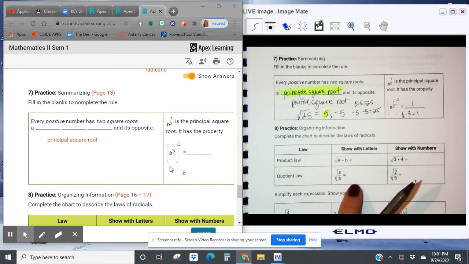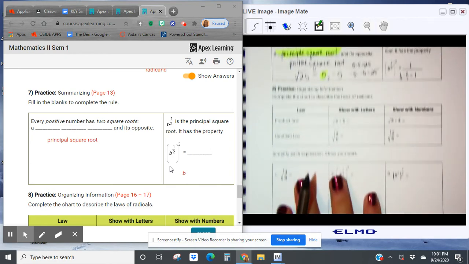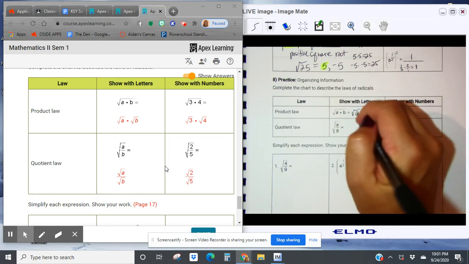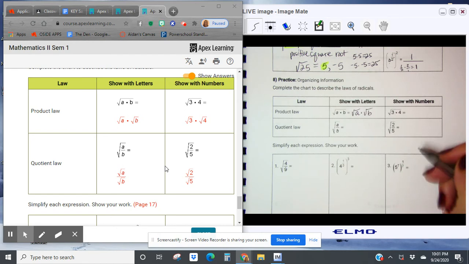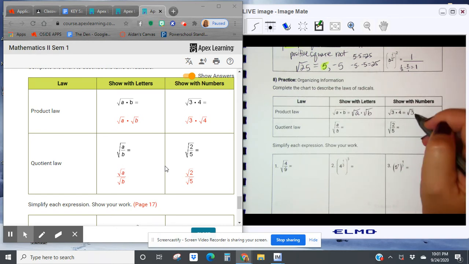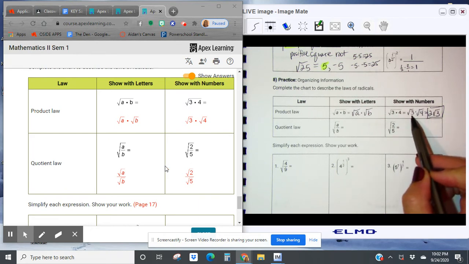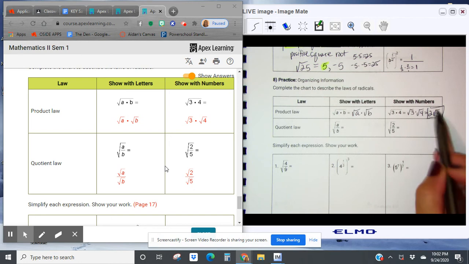So let's complete this chart to describe the laws of radicals. So when we have something like the square root of 2 factors, the square root of a times b, this can be broken up into the square root of a times the square root of b. Same here, we could break this up as the square root of 3 times the square root of 4, and the square root of 4 does have an answer, so we could say that this is 2 times the square root of 3. By breaking up these 2 factors, we could take the square root of 4, leaving only the 3 underneath. This is called a simplified radical.